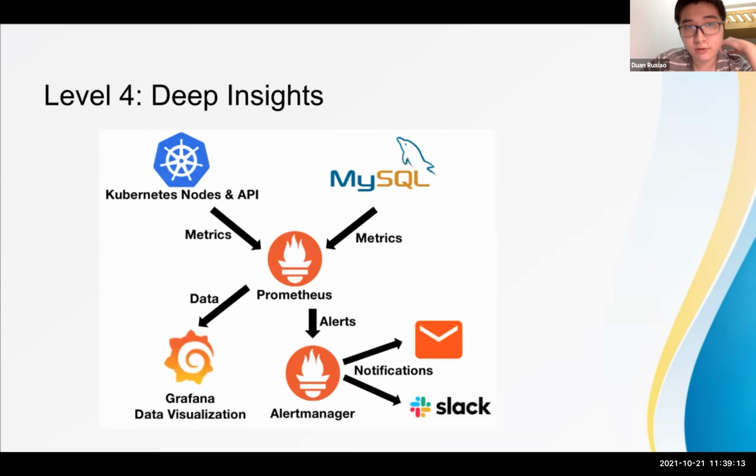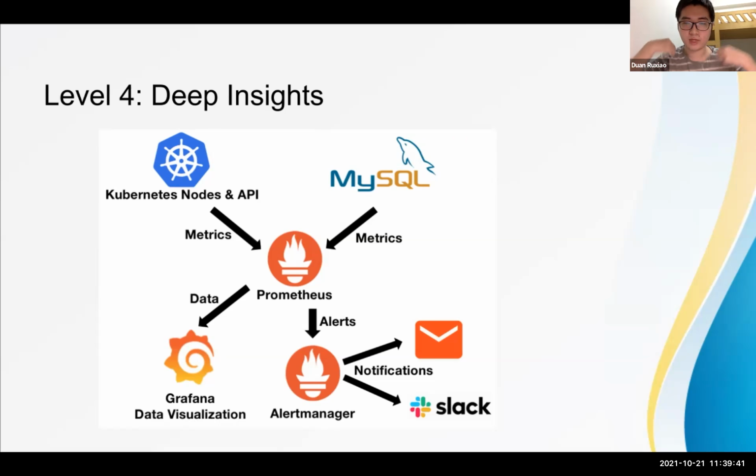And for the next level, the deep insights, we focus on the monitoring. There's a software called Prometheus that can receive metrics from the Kubernetes nodes and API, as well as the MySQL database. All these metrics will be sent to Prometheus. And once any rules are broken, Prometheus can send an alert to the alert manager.